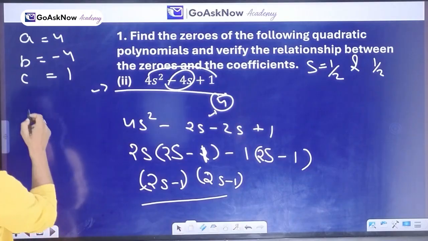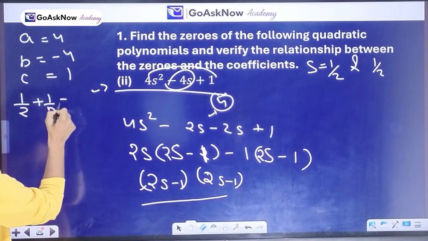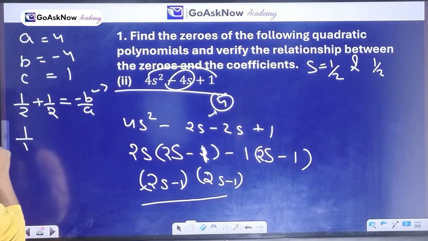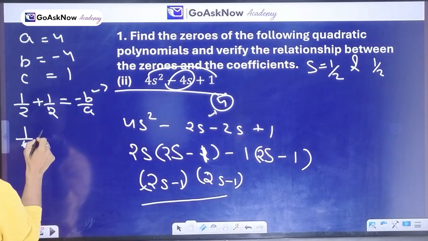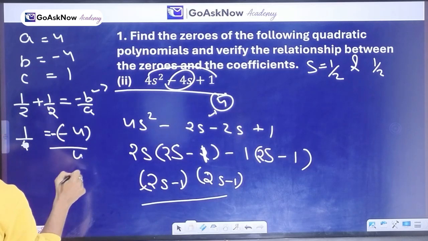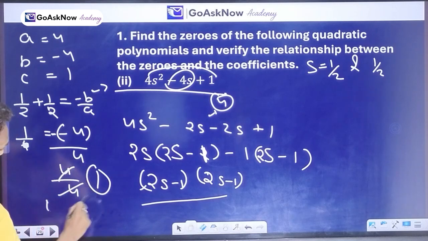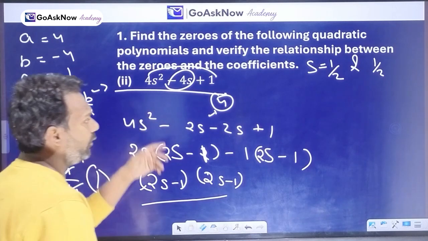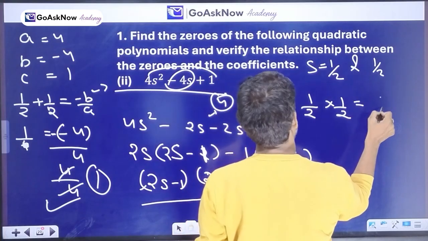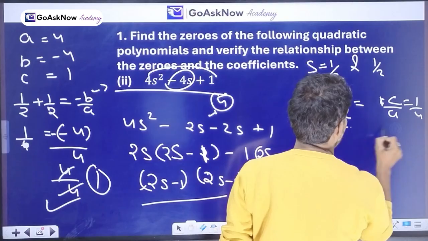Now, sum of roots. Sum of roots is 1 by 2 plus 1 by 2, which is 1, and that should equal minus b upon a, which is minus of minus 4 upon 4. That's 4 upon 4, and that's 1. Verified. For product of roots, 1 by 2 into 1 by 2 is equal to c upon a, and that's 1 by 4. Verified.